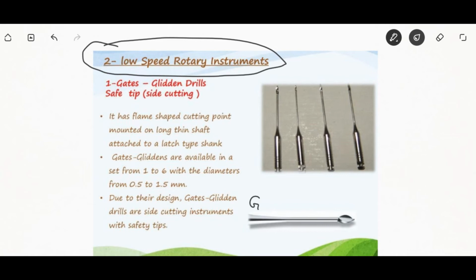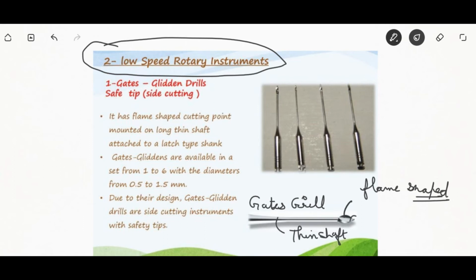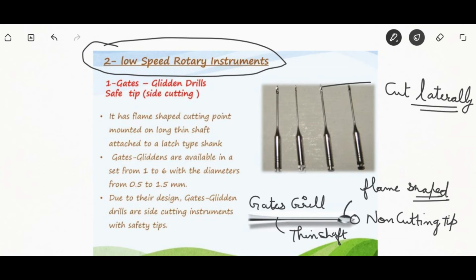Now what are the slow speed rotary stainless steel instruments? The example is the Gates Glidden drill. The Gates Glidden drill has a flame shaped cutting point on a long thin shaft. The shaft is thin and attached to a latch type shank. So this flame head will cut laterally. It has a safe tip to guard against perforation. So it has a non-cutting tip.